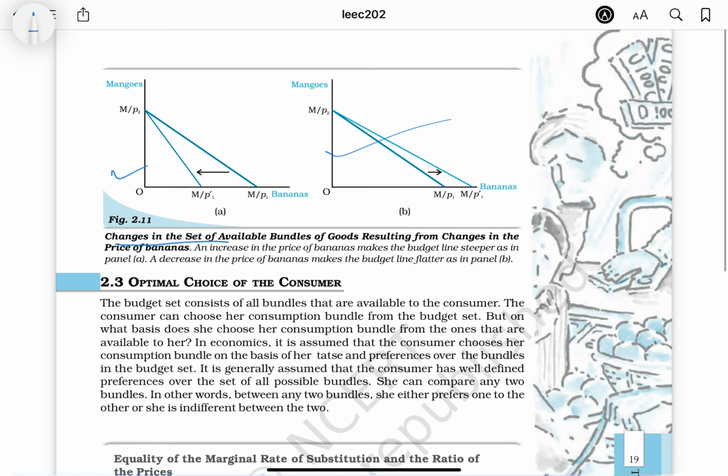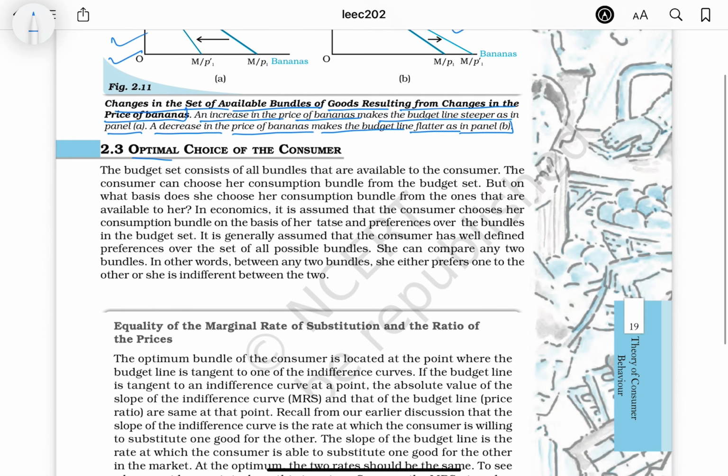Change in the set of available bundles of goods resulting from change in price of bananas. An increase in the price of bananas makes the budget line steeper as in panel A. A decrease in the price of bananas makes the budget line flatter as in panel B. Optimal choice of the consumer. We will read this tomorrow.